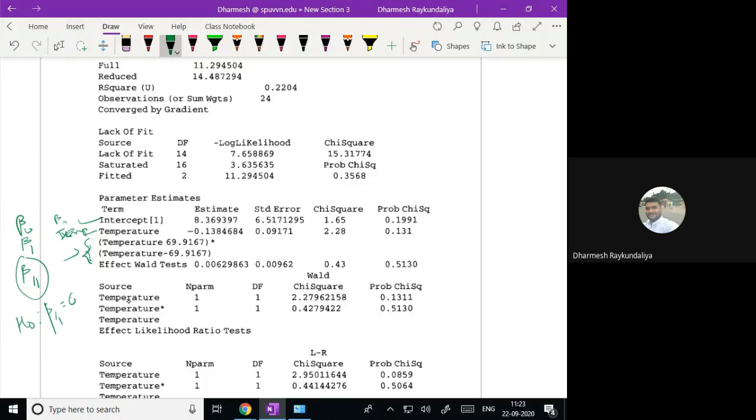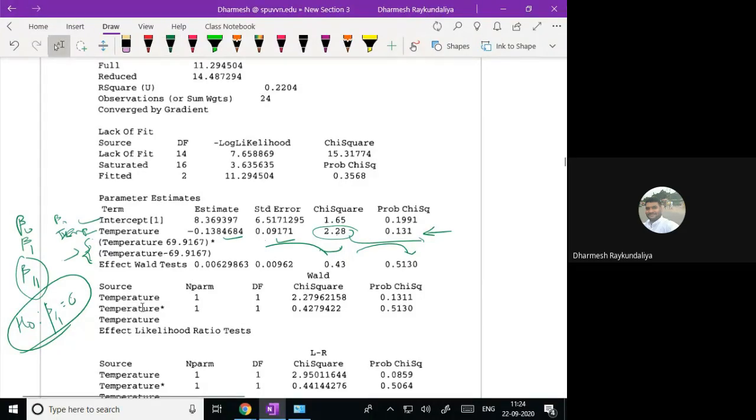You can see the corresponding estimate and the corresponding standard error. When you take the ratio of these and then square it, it is 2.28. The chi-square value is this, and the corresponding p-value is 0.51, which is greater than 0.05. So we say that the quadratic temperature has no impact on the O-ring failures.